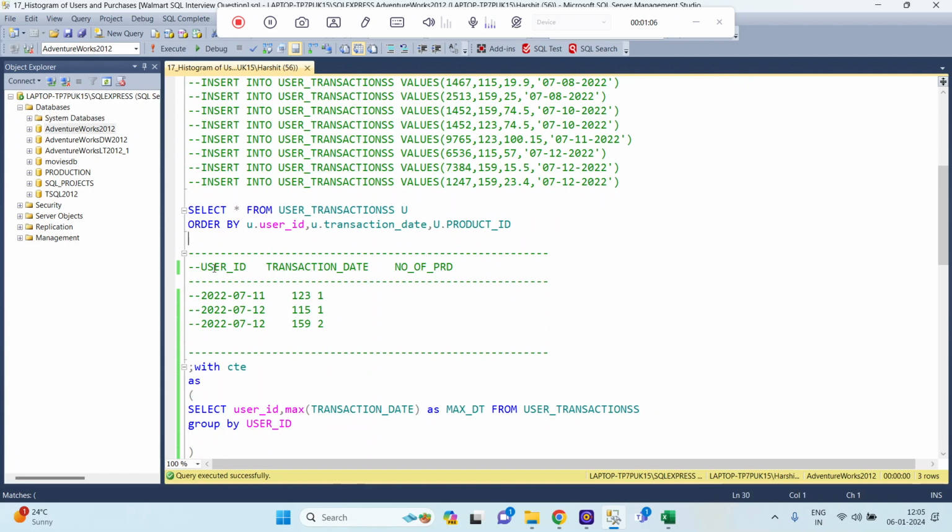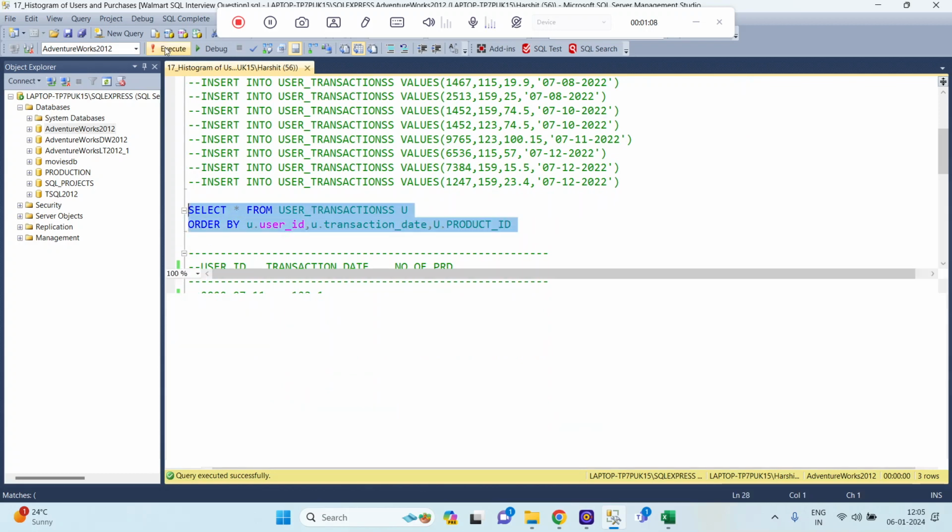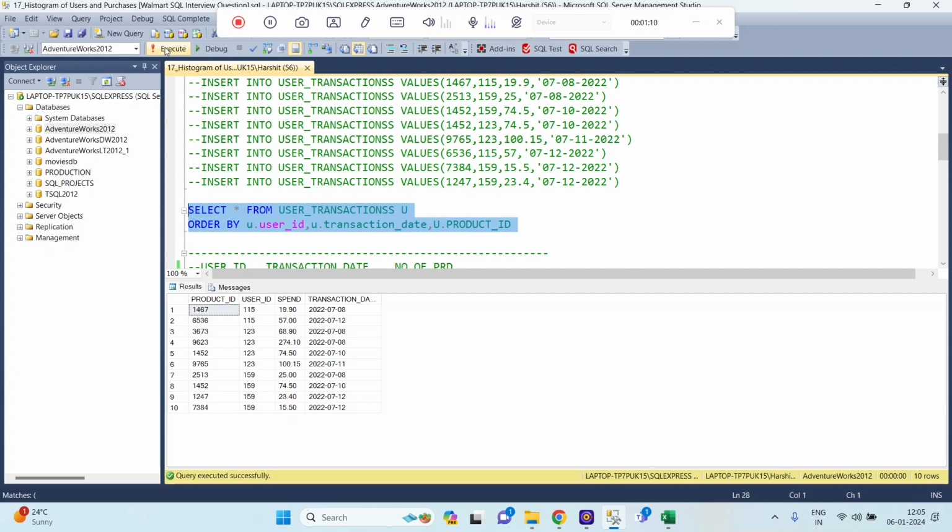So if you see over here, I have selected the data from the user_transactions table. And if you see, for 115, the most recent transaction date is 12th July 2022. And how many products on that particular date were purchased? So one product, right? 4123 also has one product, right? Because on the 11th of July only one product is purchased. And for 12th of July, for 159, two products are purchased, right?